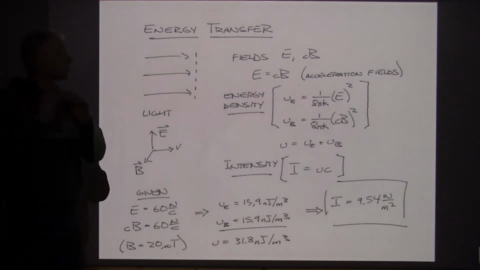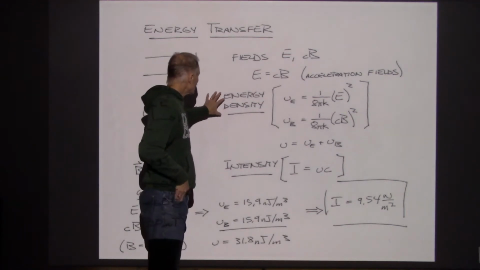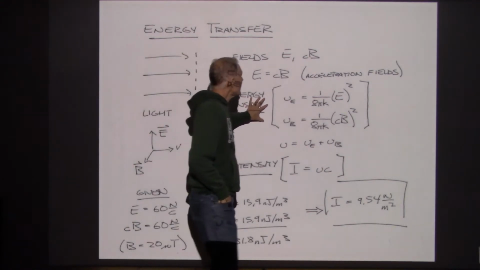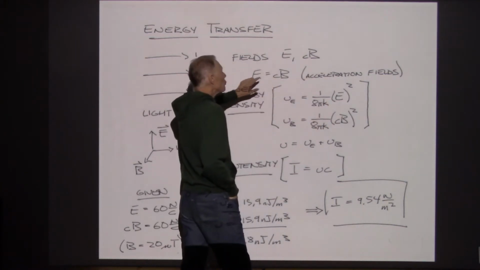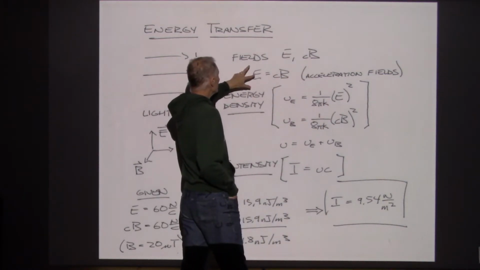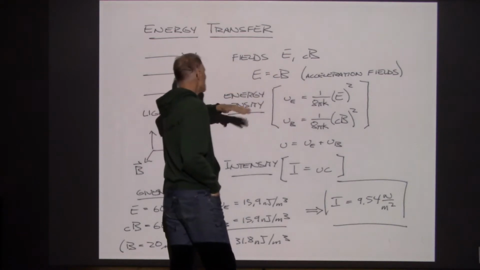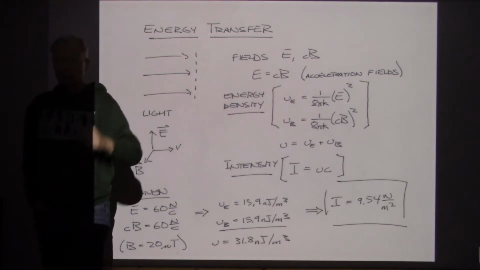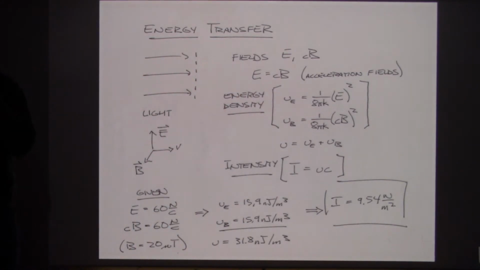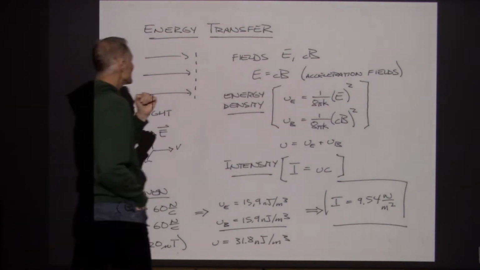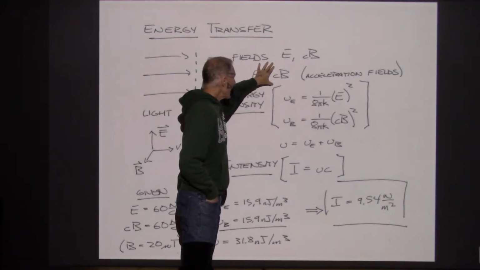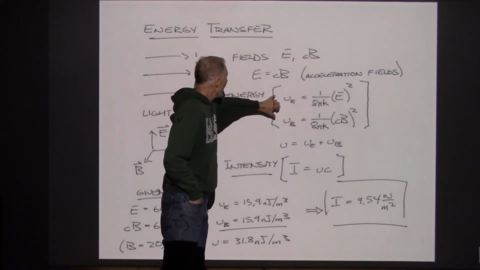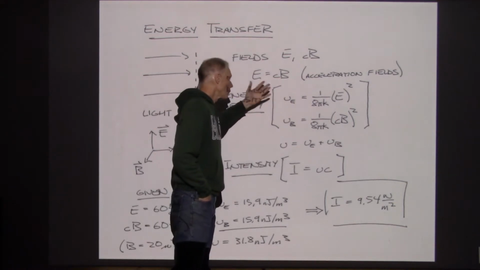Okay, so the first set of formulas are determining the energy density based on what the electric and magnetic fields are. Now for acceleration fields, E and CB have the same value. Go back and look at those formulas that we have written down 3 or 4 times now, I guess. I'm making a big deal about this. But the E and the CB will match for acceleration fields, and the energy densities will also match.